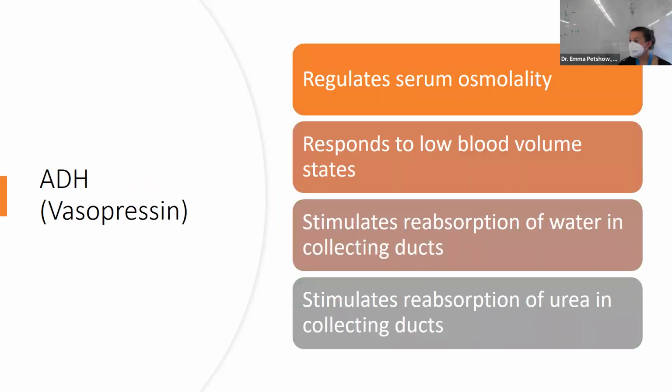Another one that comes into play, which we've talked about a couple times now, which is good, is ADH or antidiuretic hormone or vasopressin. This is more regulating our serum osmolality. Again, sodium and water reabsorption. Responding to lower blood volume states, it's going to stimulate that reabsorption in the collecting ducts. It's also going to reabsorb urea, which I think is interesting, especially if we think about things like the urea cycle and those biochemical processes. But really, it's going to be responding to those low blood volume states. It's going to encourage our water and our collecting duct reabsorption.